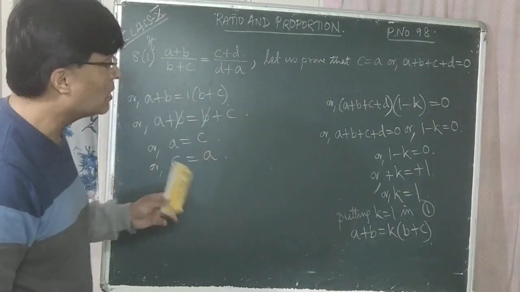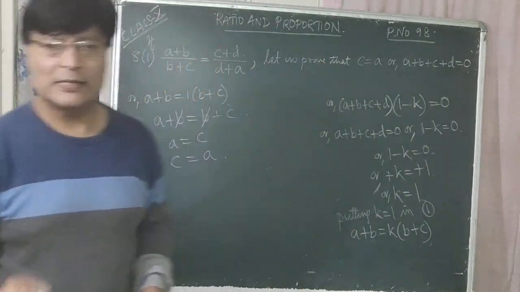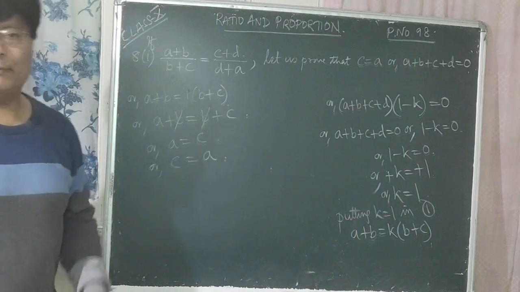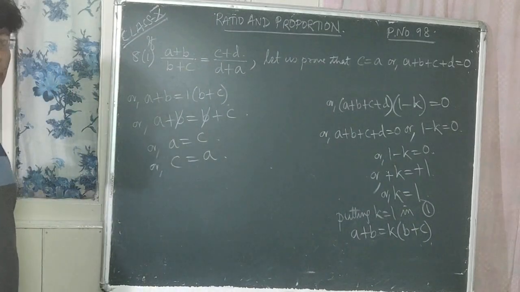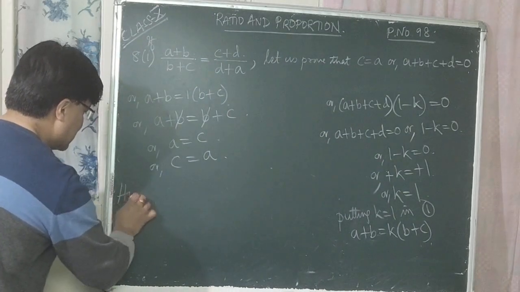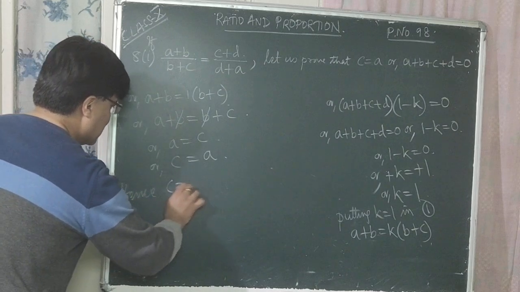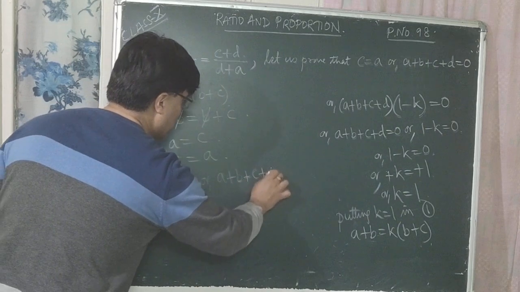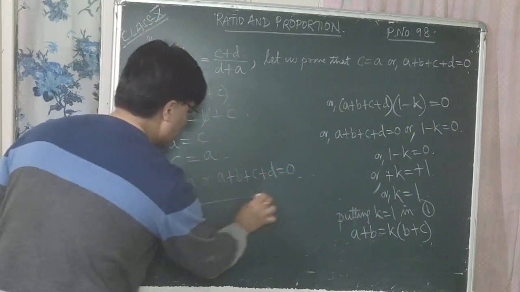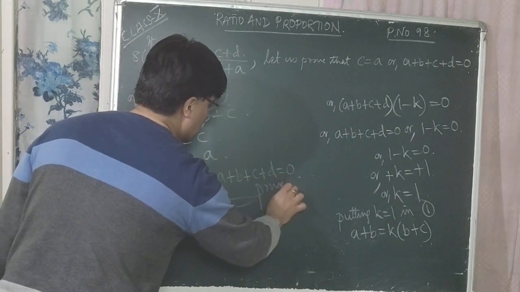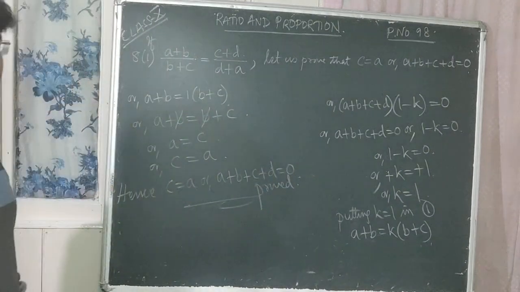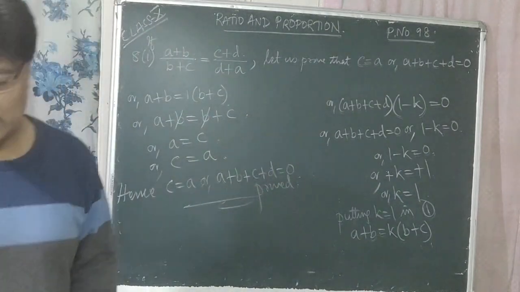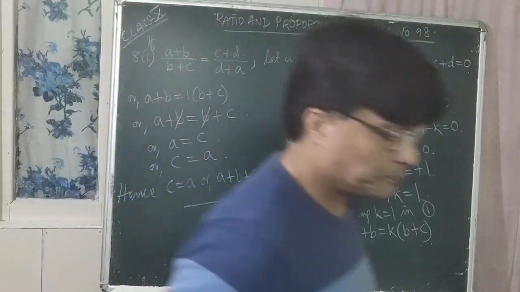So we have proved both the parts there. That is c is equal to a, or a plus b plus c plus d is equal to 0. So write down, hence c is equal to a, or a plus b plus c plus d is equal to 0. So it is proved. Is it understood now? So you can copy it. Now we'll do the next question now.